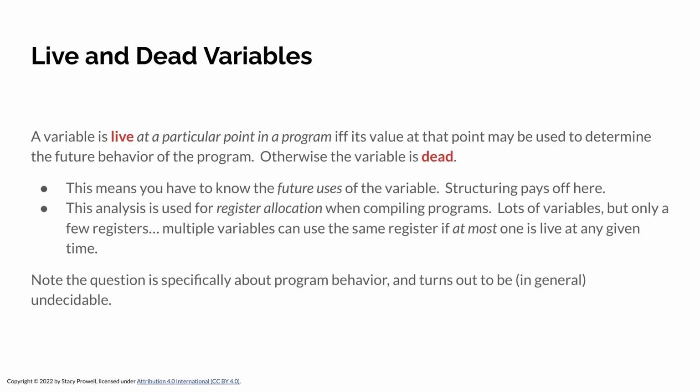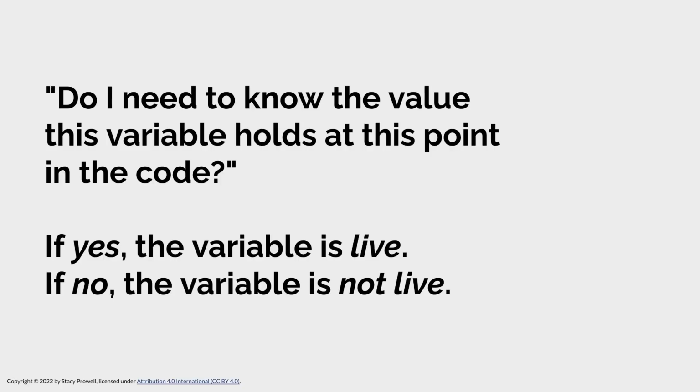Now, this question is about program behavior. It's asking whether or not I need to know the value of a variable in order to know what's going to happen. That should tip you off that it's probably in general undecidable. And yes, live variable analysis is in general undecidable. So ask yourself, do I need to know the value of this variable at this point in the code? If you answer yes, the variable's live. If you answer no, it's not live, or maybe it's dead.